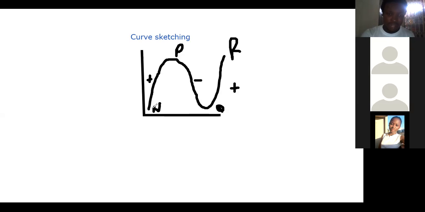So the line from here to here is increasing. From here to here is decreasing. From here to here is increasing. Definitely, when it's coming down, from here to here will be decreasing. Basically, that is it. Now, let's try one example.